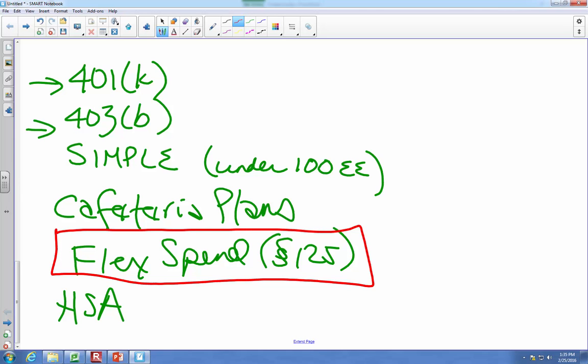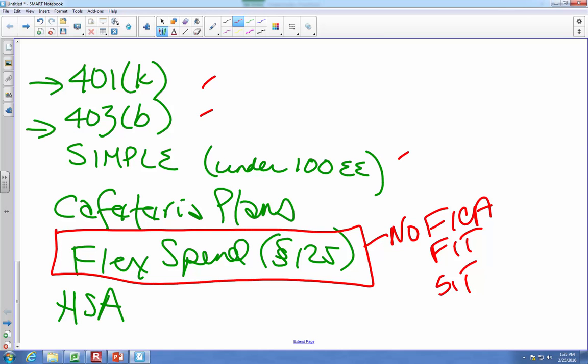So on a flex spending account, I don't pay tax for what? What taxes am I exempt from? No FICA, no Fed, no SIP. I pay no taxes on this. All the rest of them, all of my deferred compensation, my cafeteria plan, my HSA, those are only exempt from what? FIT and SIP, income tax.